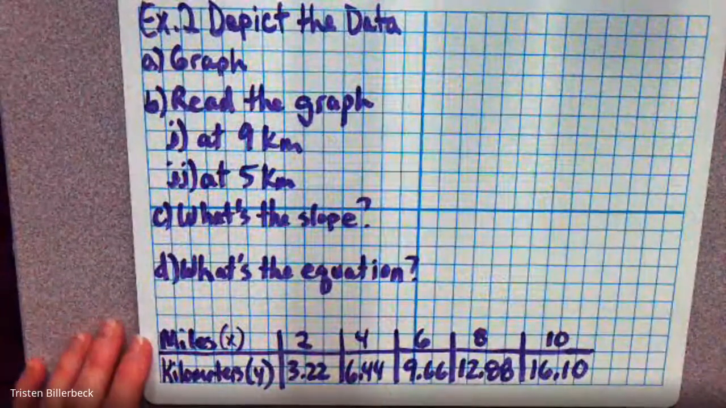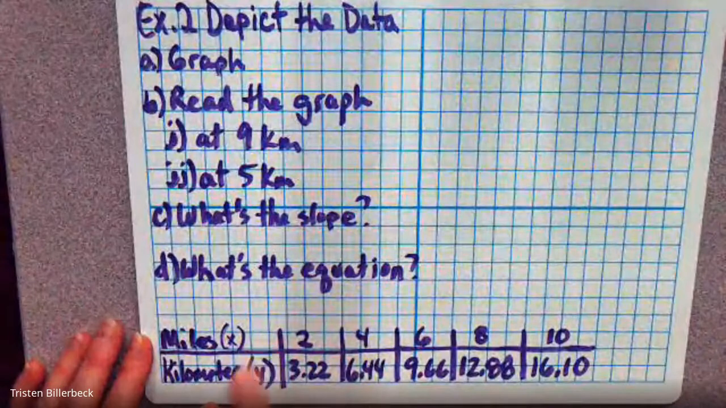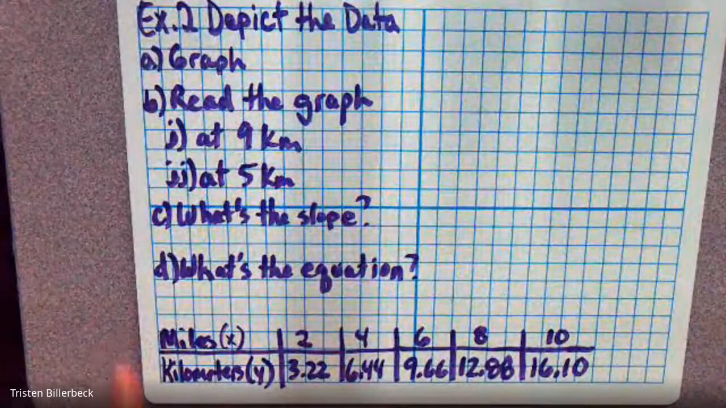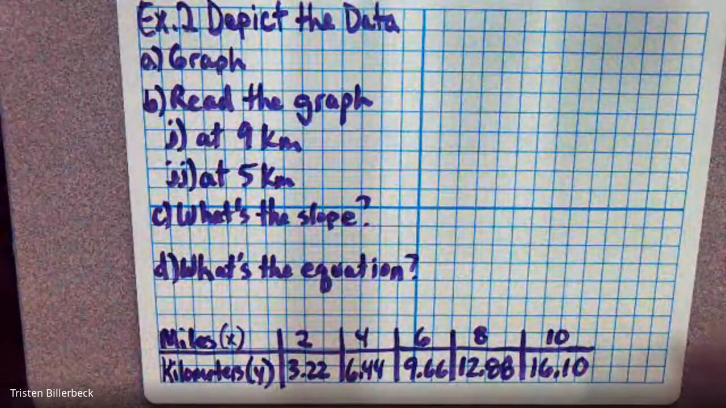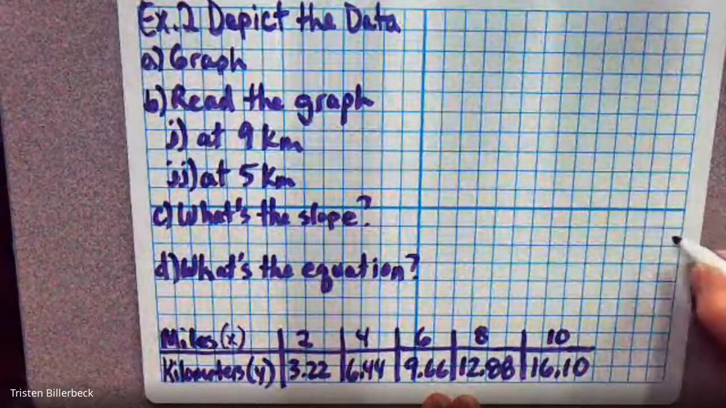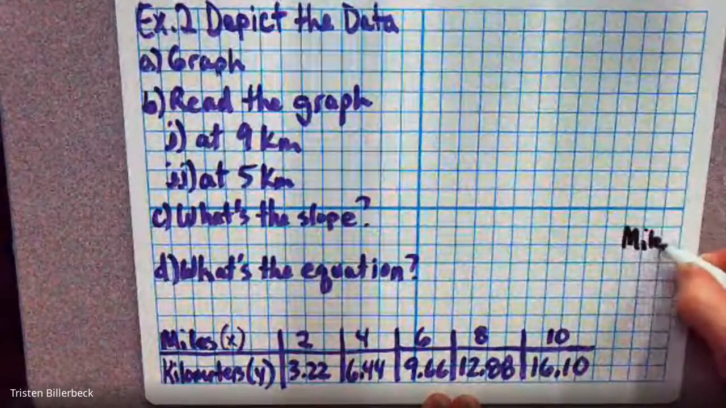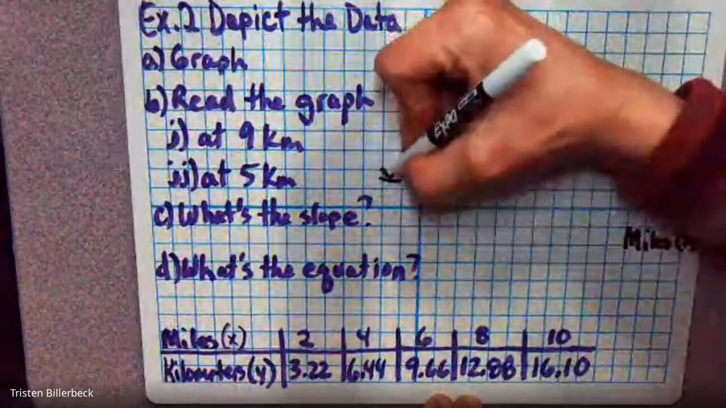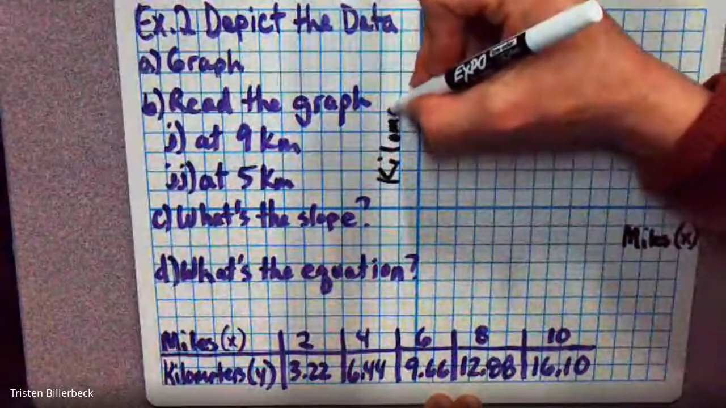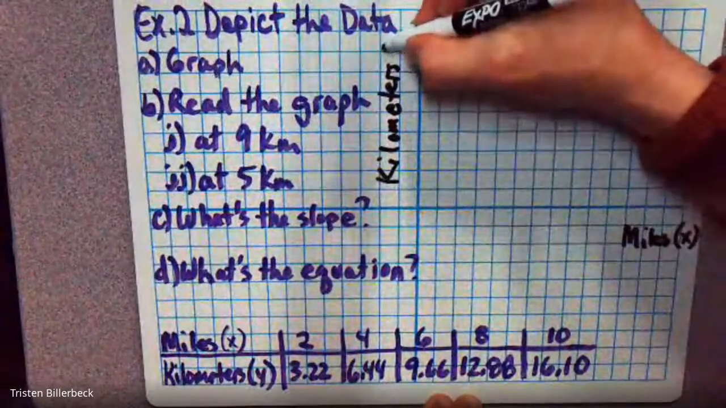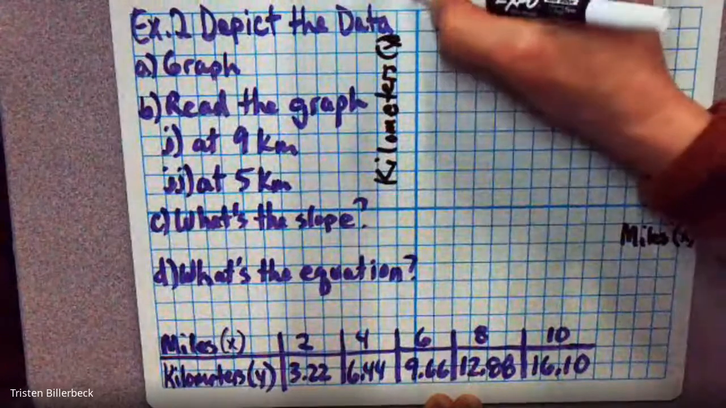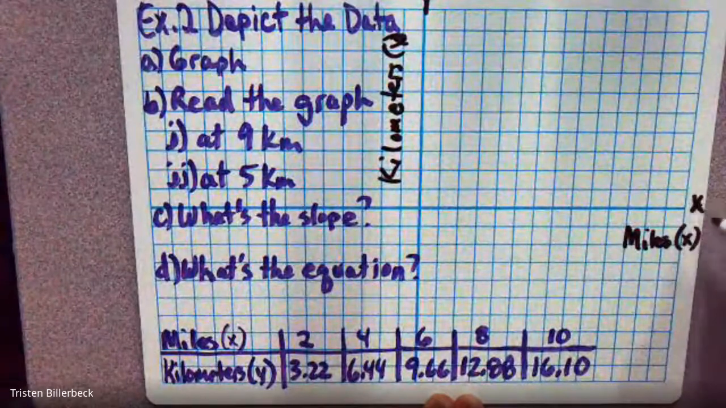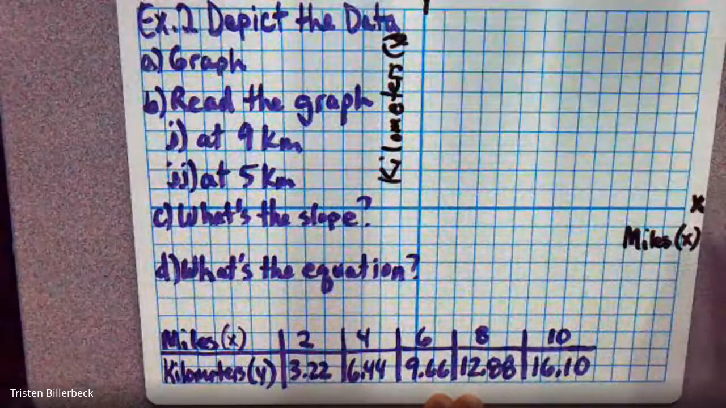Okay, so this is the data that was given to us. We have miles and kilometers. We need to set up one axis for one thing. Let's set this one up for miles, which is the x, because they gave us x. Then we're going to do kilometers on this one, which is y. We usually do y here and x here because x is independent, the input, and y is dependent, the output.